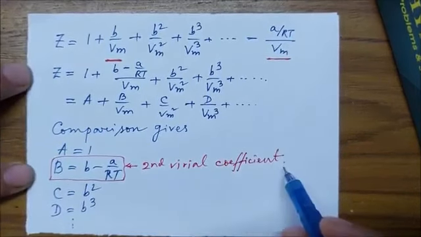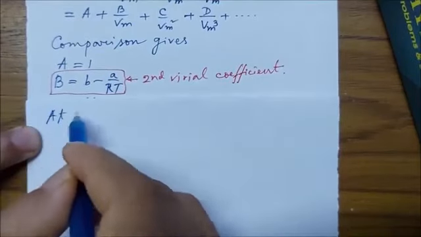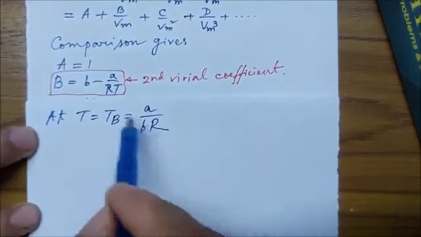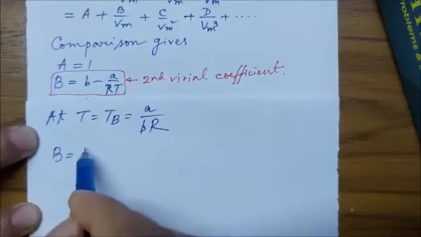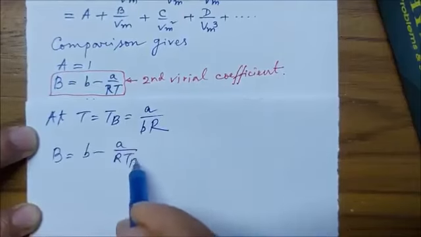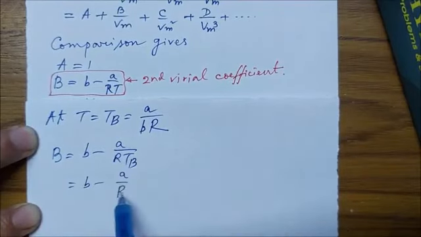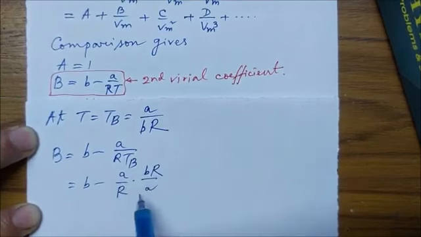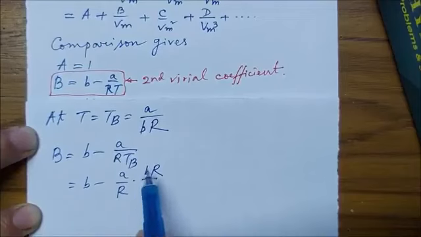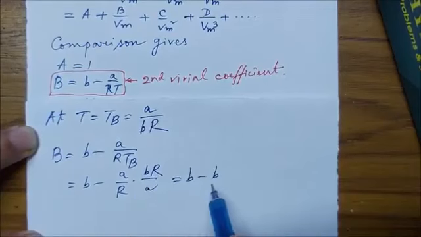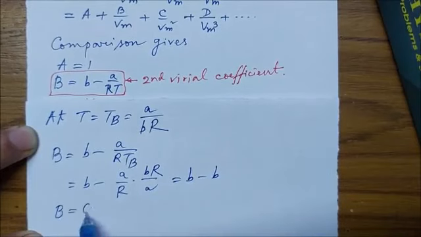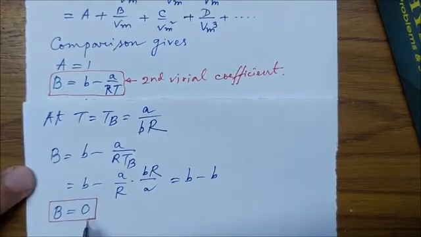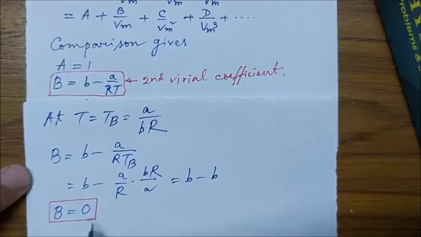Now at Boyle temperature, let us find out its value. R and R will cancel out, A and A cancels out, and we have only B left, and this is 0. So the second virial coefficient vanishes at Boyle temperature. This we have shown. We now move on to the next problem.